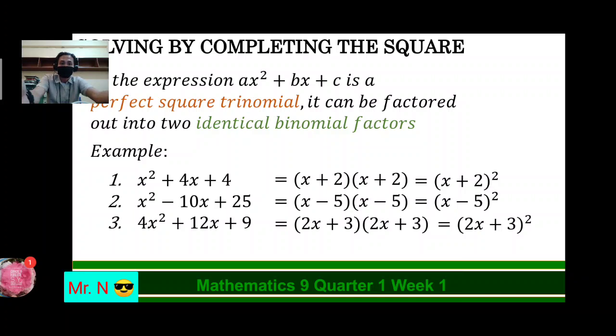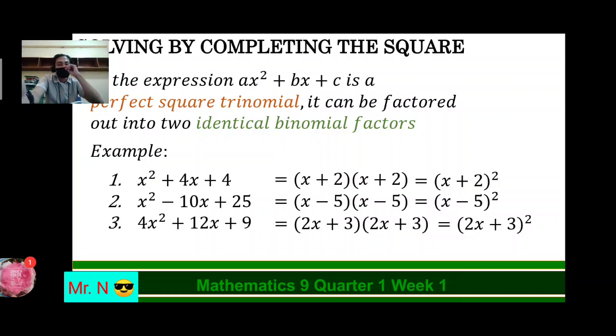Identical binomial factors. So you can check if your factors are correct by FOIL method. So x times x is x squared. And then last term tayo, 2 times 2 is 4. And then getting the middle term, inner term muna tayo, 2 times x is 2x. And then last outer terms, x times 2 is 2x. So add nyo yun, 2x plus 2x, that's 4x, the middle term. Okay? So we're correct. And now, let's rewrite that factors as a square of binomials. So we can just do this. Quantity x plus 2 raised to 2.